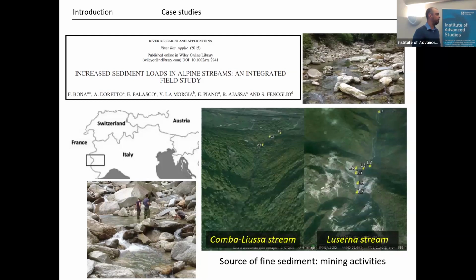And this study was carried out on two different alpine streams. The Lucerna stream is characterized by a lot of mining activities in its watershed. By contrast, the Combalusa stream was selected as a control stream. It is located a few kilometers apart from the Lucerna stream, and it is not characterized by mining activities, so in our study it was selected as a control stream. The general aim of this study was to compare the biodiversity of benthic macroinvertebrate communities between these two alpine streams.